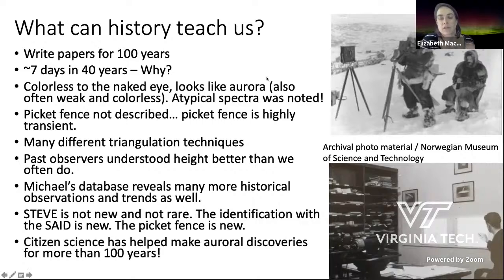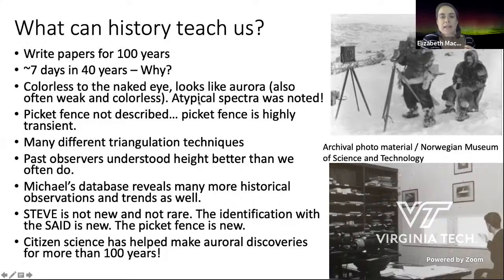It's possible, I don't think we really know, but it is possible that there's some longitudinal preference for these observations. That's something that we have not discussed here today, but also requires further observations. A couple more basic points, just to remind people that Steve is very much colorless to the naked eye. Looks quite a bit like aurora, although quite a bit further south or away from the pole. And the aurora itself often is quite colorless and fairly weak to the naked eye.